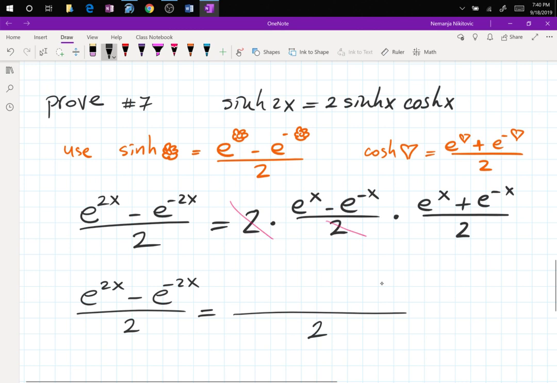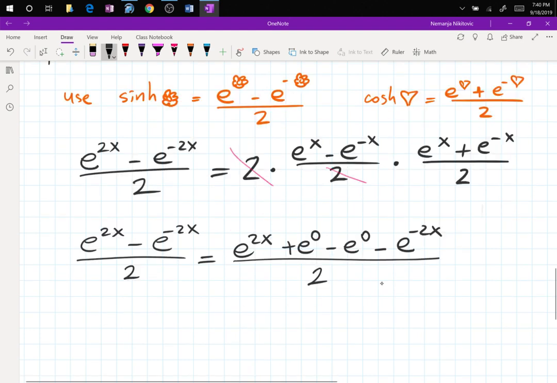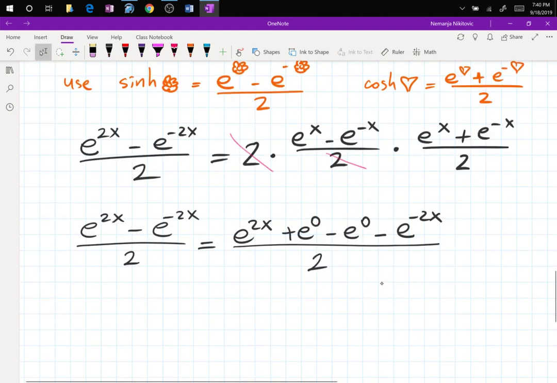which is e to the 2x. E to the x times e to the negative x is going to be plus e to the 0, which is 1. Then e negative is minus 2x. So now both of these are 1, but they cancel because it's positive e to the 0 minus negative e to the 0. And we get left side equal to the right side, and the identity is proved.